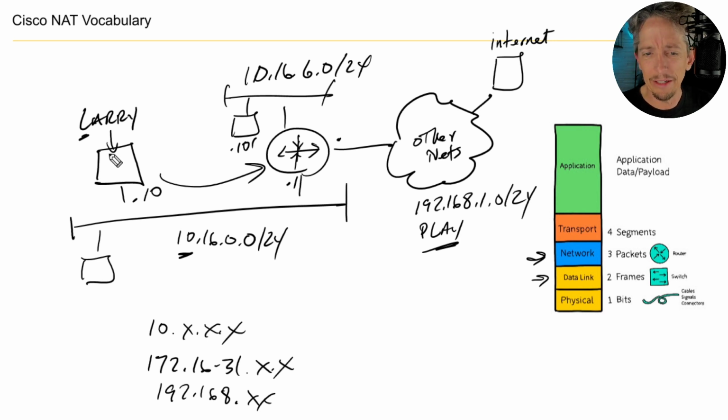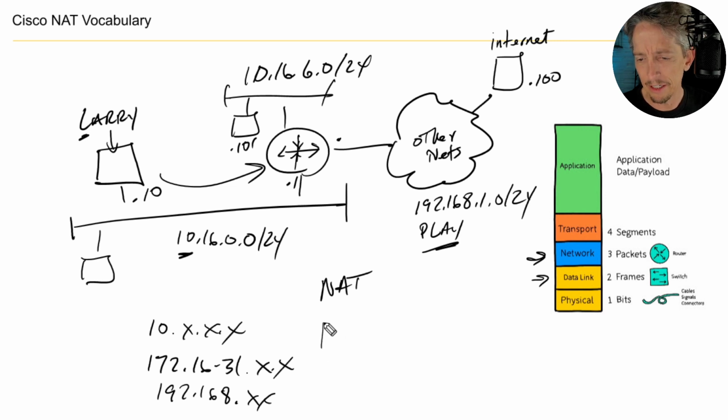And so if we wanted Larry to be able to communicate, maybe we have a server here at .100, 192.168.1.100, we'd have to have some type of network address translation that would swap out Larry's source IP address and replace it with a routable address that the internet could use. So in this topology, that could be routed out here. And so to do that, what we'd do is this.